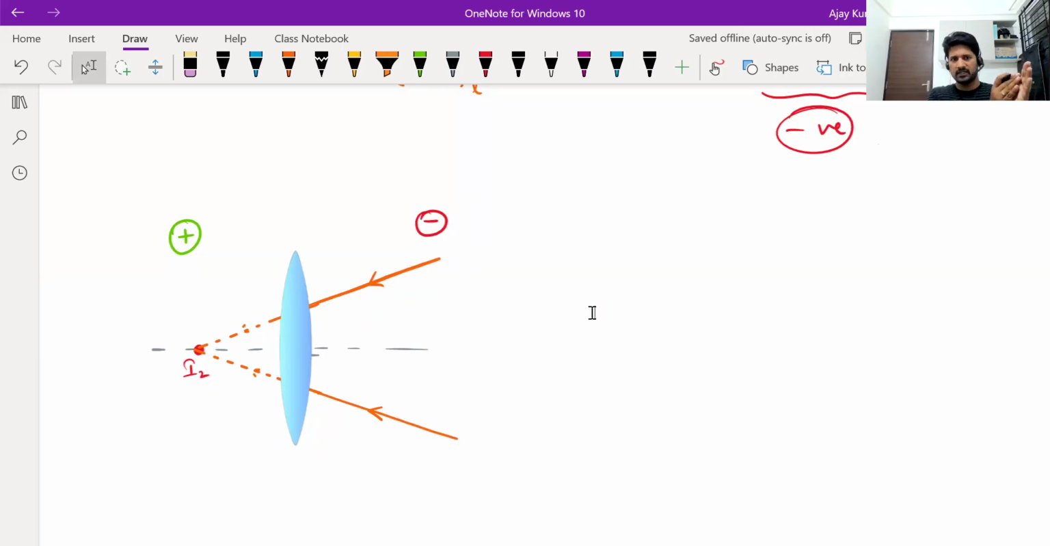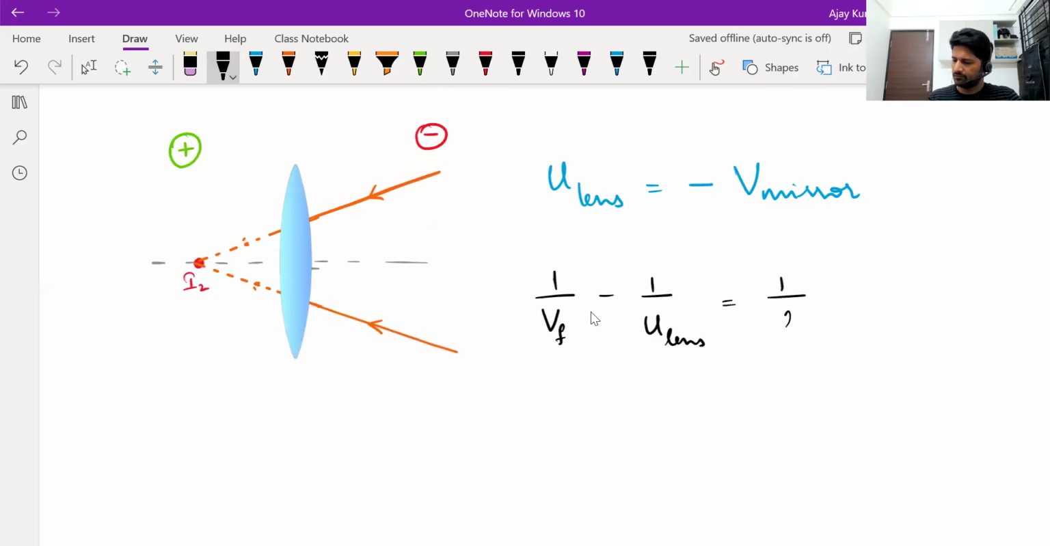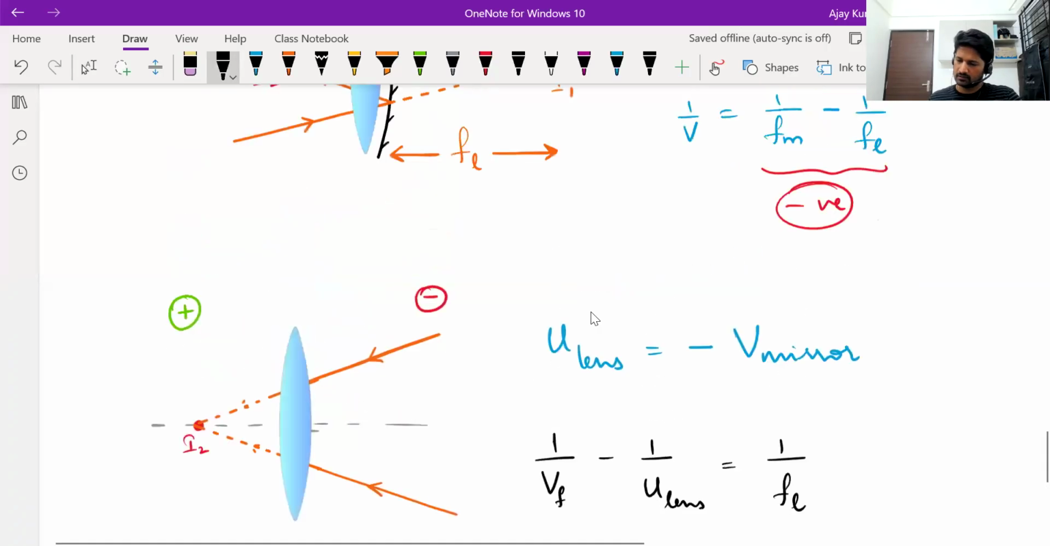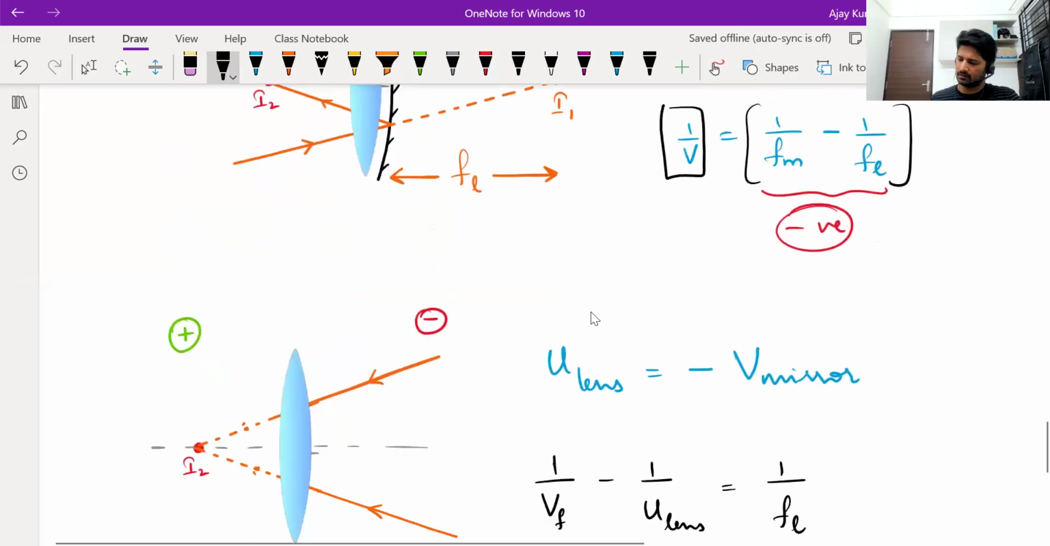For the mirror, this side was negative distance. But for this lens now, that is positive distance. Therefore, object distance for the lens will be negative of image distance for the mirror because the reference frame has changed. Okay. And now we will have to apply the lens formula once again. 1 by V, this is the final image that we are looking for, minus 1 by object for the lens is equal to 1 by focal length of the lens. Okay. 1 by object for the lens is negative of 1 by image for the mirror. 1 by V is 1 by Fm minus 1 by Fl. We'll put it here.